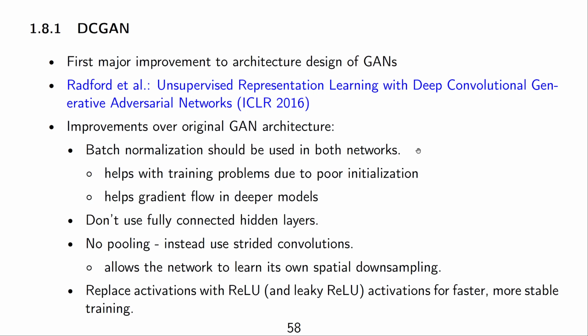The authors propose to use batch normalization in both the generator and the discriminator networks. While batch normalization is no longer the state of the art, it at least gave the hint that normalization in general is very important for generator and discriminator networks. DCGAN also doesn't use fully connected hidden layers, and it also doesn't use pooling. Instead, it uses strided convolutions. For activations, it uses ReLU and leaky ReLU.